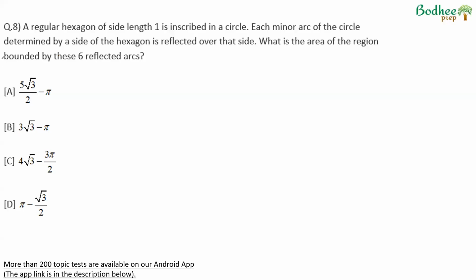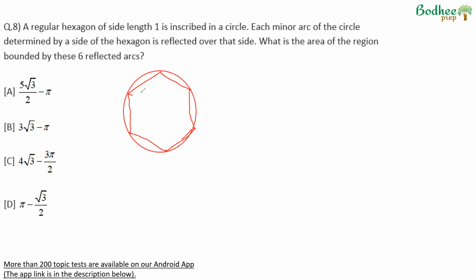A regular hexagon of side 1 is inscribed in a circle. Hexagon. Something like that, assuming the straight side lines. Each minor arc of the circle determined by a side of the hexagon is reflected over that side. What is the area of the region bounded by these 6 reflected arcs?